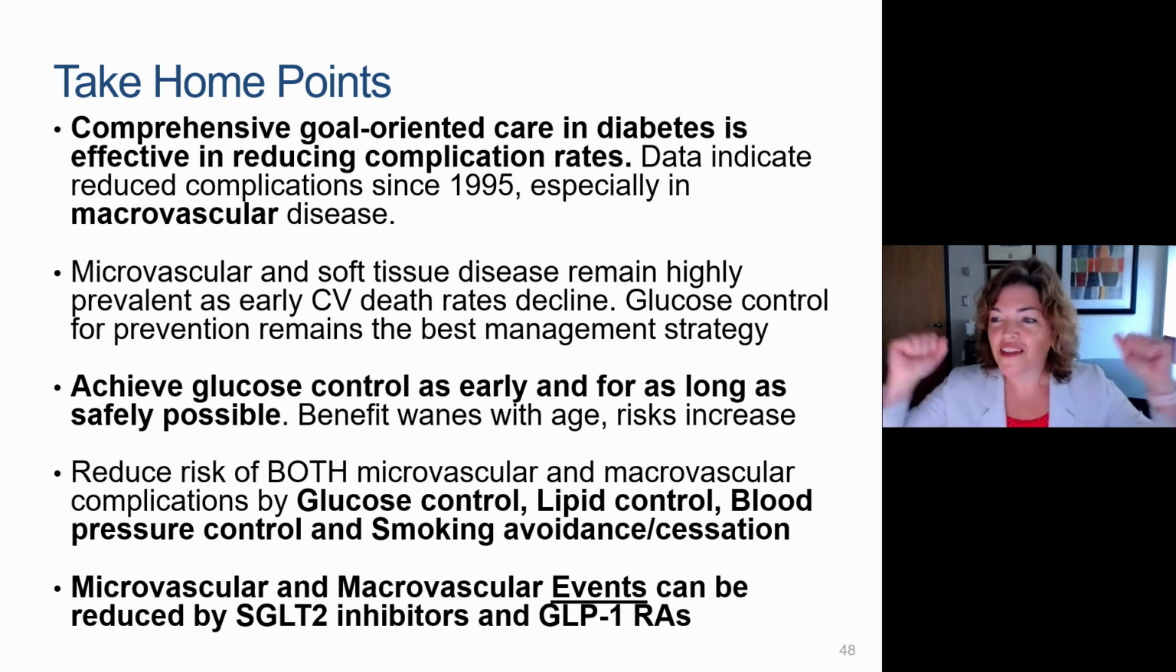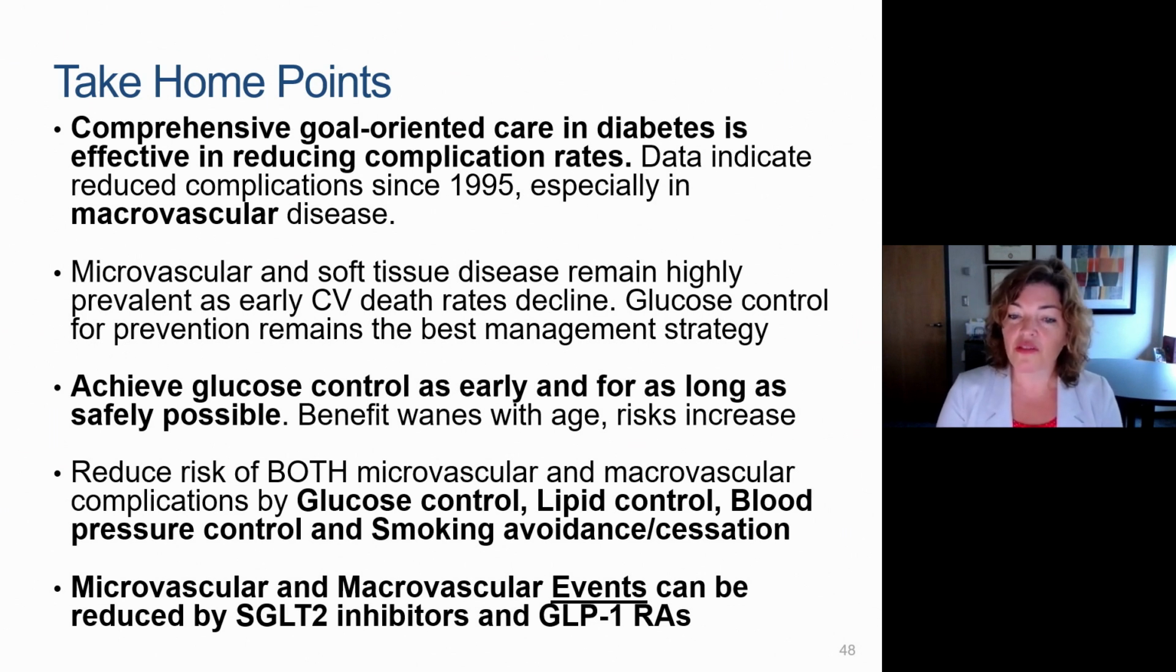All right, take home points. We have made it. Okay, so comprehensive goal-oriented care in diabetes is effective. We know this. Doing everything at the same time sometimes does pay off. Microvascular and soft tissue disease remain highly prevalent. And early cardiovascular death rates are declining, which is great.